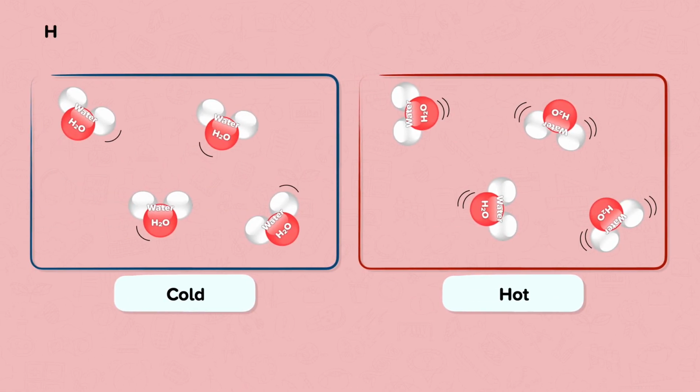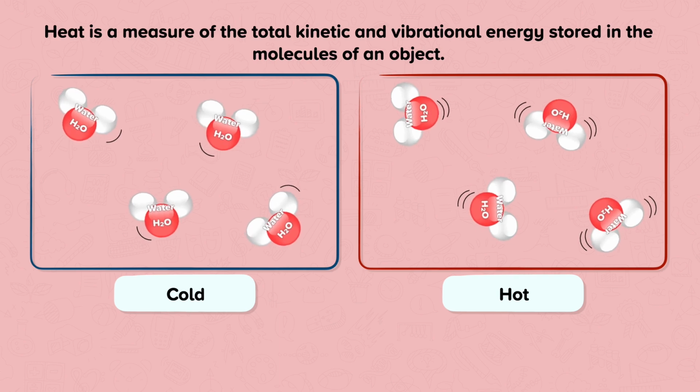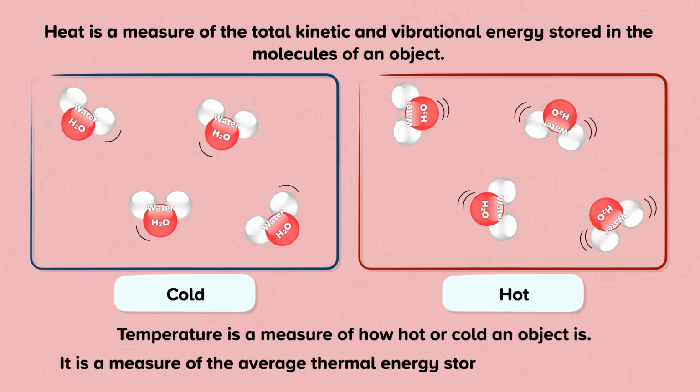Heat is a measure of the total kinetic and vibrational energy stored in the molecules of an object, whereas temperature is a measure of how hot or cold the object is. It is a measure of the average thermal energy stored by the molecules.